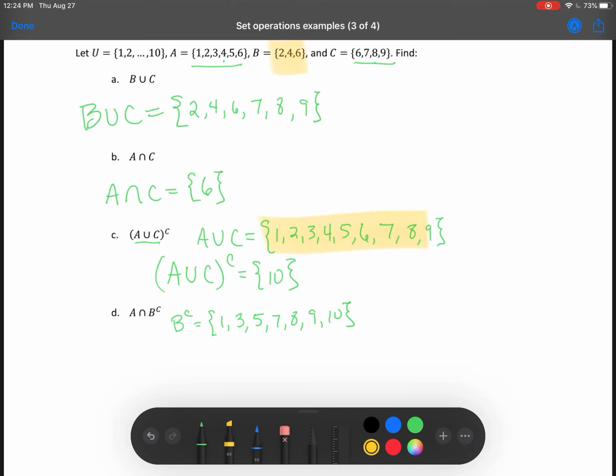All right, so now we want to do A intersect with B complement. The set A is up here, B complement is what we just wrote down. So if we do A intersect with B complement, we're taking these two sets that I just highlighted and figuring out what they have in common. So what they have in common, let's see, they both have a 1, they both have a 3, and they both have a 5, and they don't share any other elements. So therefore we have A intersect B complement is equal to the set containing 1, 3, and 5.